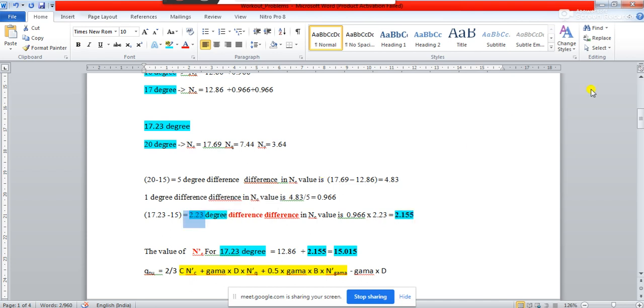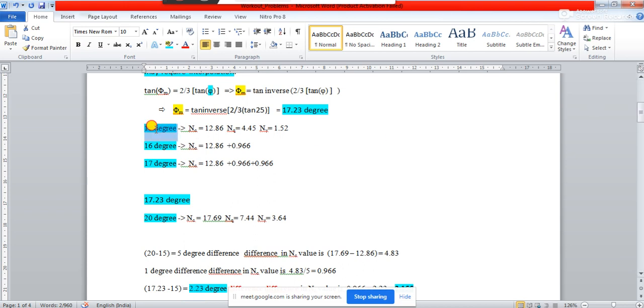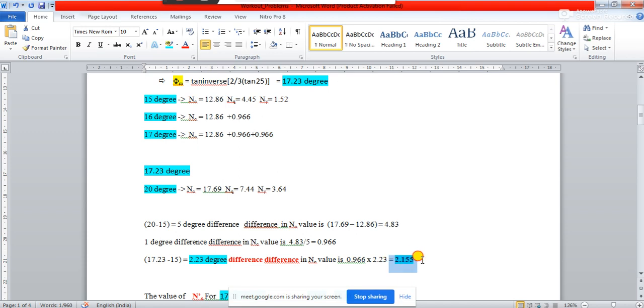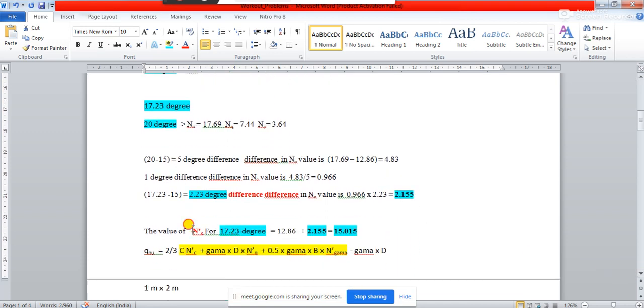Now from where we have started? We have started from this 15 degree. So at 15 degree, what is the value? 12.26. So to this 12.26, if I add up this 2.155, I am going to get the value for NC dash for 17.23 degree. So for 17.23 degree, the value will be 12.86 plus this 2.155. So it will be 15.015. Is it clear?